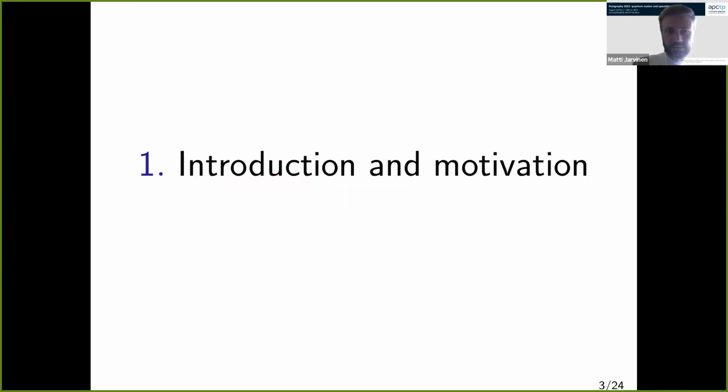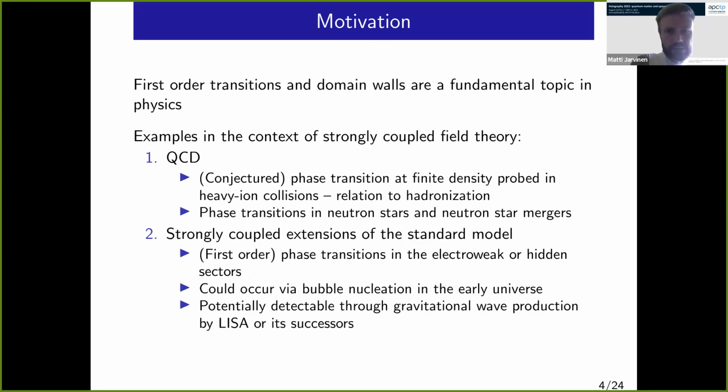So first order phase transitions and domain walls are a fundamental topic in physics. And for this talk, the main motivation comes from strongly coupled field theory. There are two examples. There's QCD. At zero chemical potential, there's a crossover, but at finite density, there is a conjectured first order phase transition, which could be probed in heavy ion collisions and is also important for neutron stars and neutron star mergers.